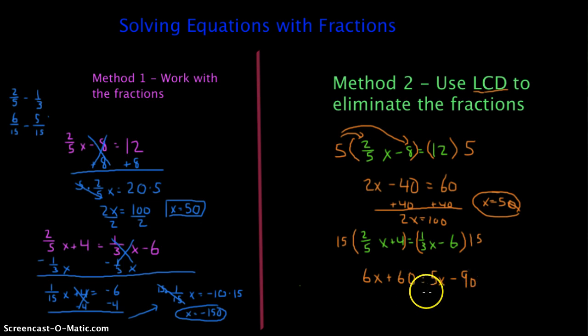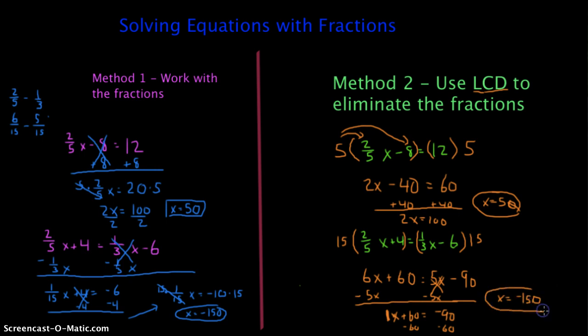So now I've got an equation. I still have variables on both sides, but I don't have any fractions. So now I'm going to take away the 5x from each side. I'm going to get 6x minus 5x. Well, that's just 1x. Let me write that a little bigger. 1x plus 60 equals, be careful, negative 90. And then I subtract 60, and I have 1x, which is just x, equals negative 150.